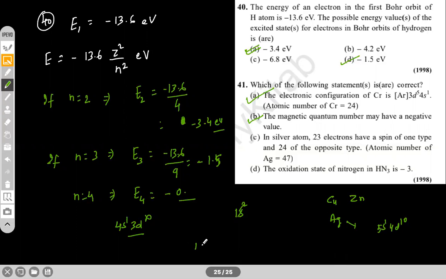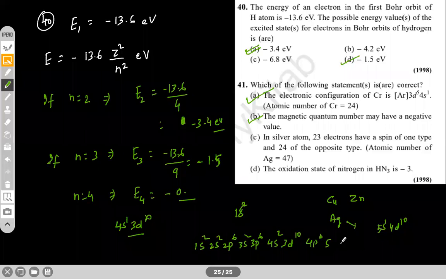So the configuration is 1s2, 2s2, 2p6, 3s2, 3p6, 4s2, 3d10, 4p6, 5s1 and 4d10. Okay, so this is the electronic configuration. So it is 6 plus 4, 10 plus 10, 20 plus 10, 30, 40, 47. This one is also correct. Okay, 47 we are getting.